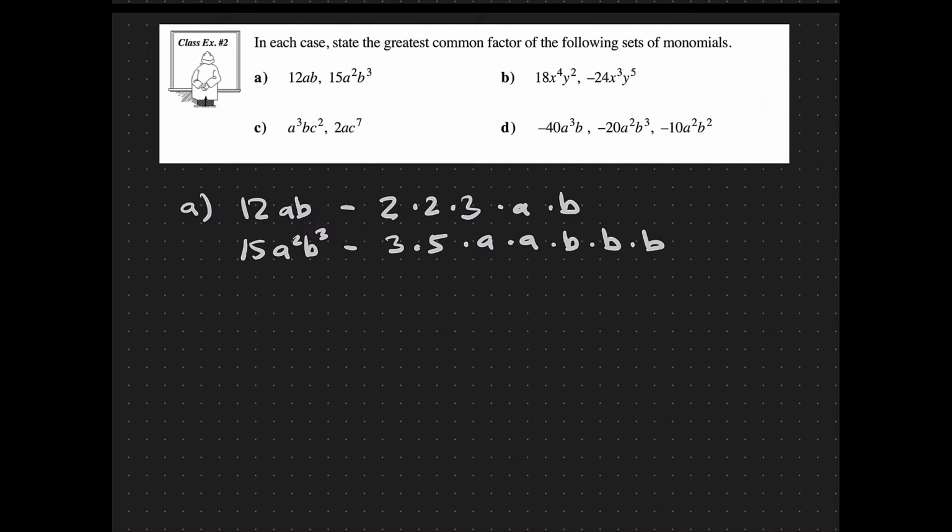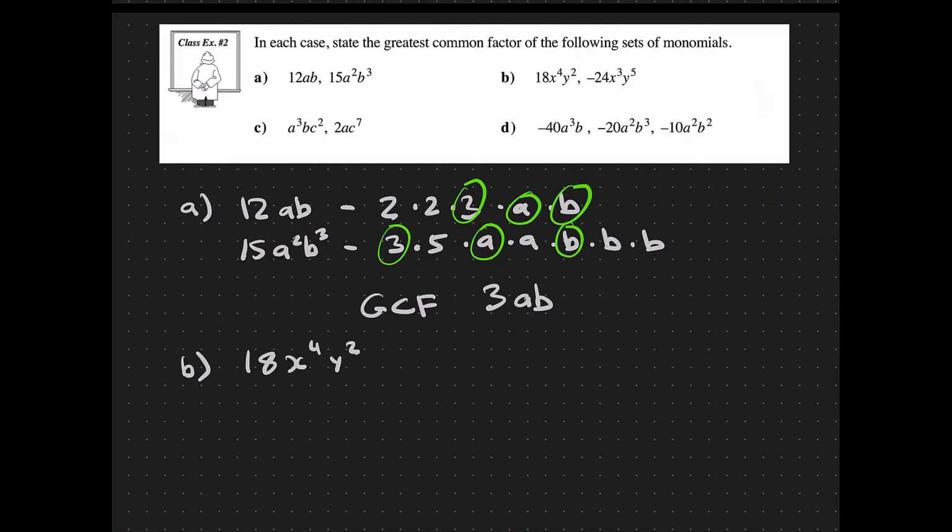And now what is common? Well, the 3's are common, the a's are common, and a b is common, giving us a greatest common factor of 3ab.